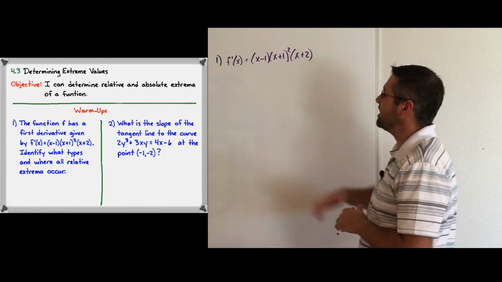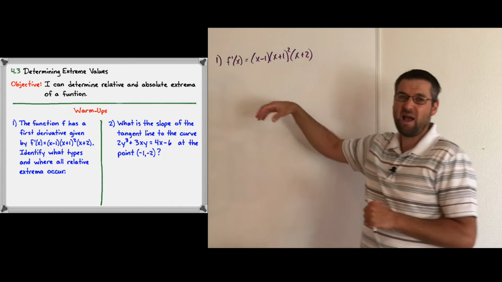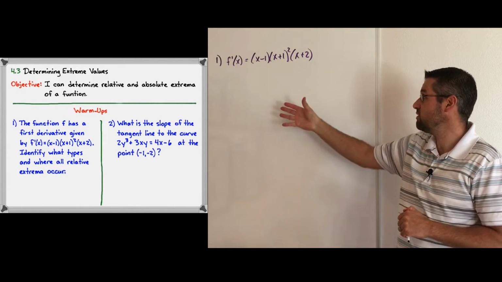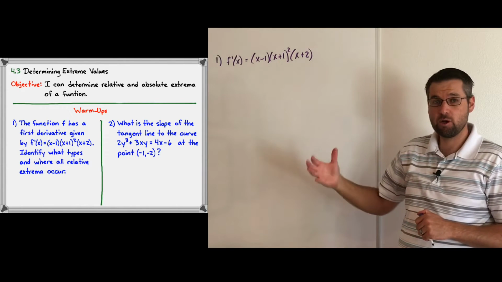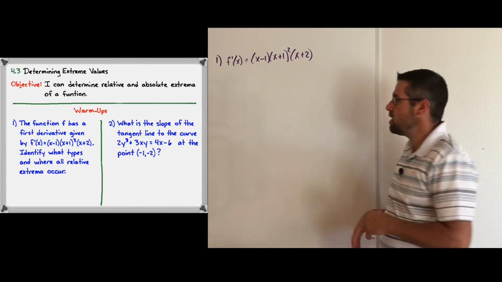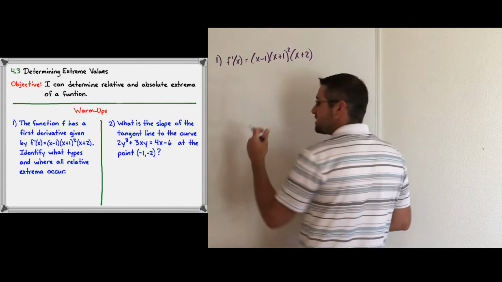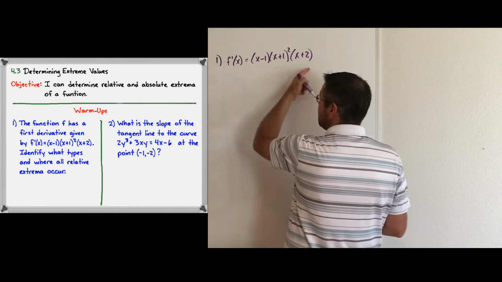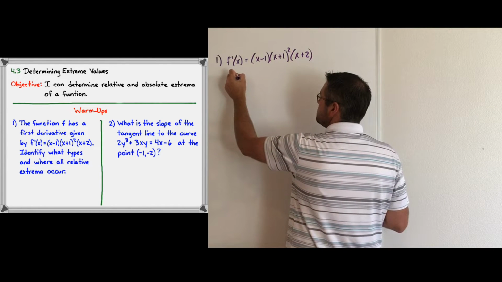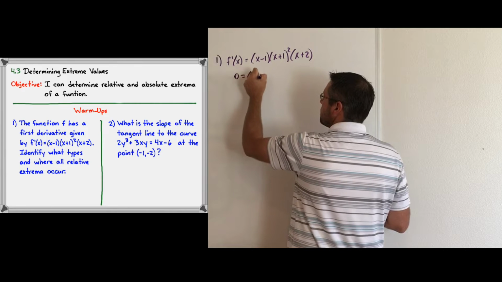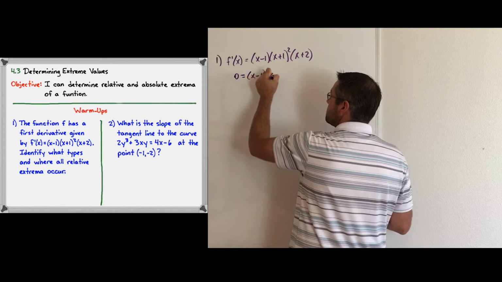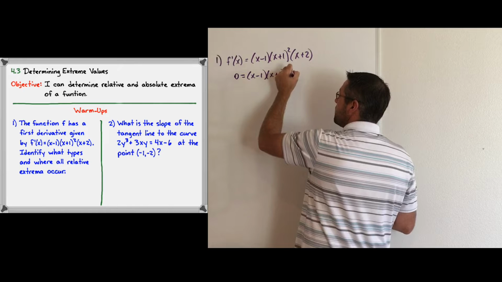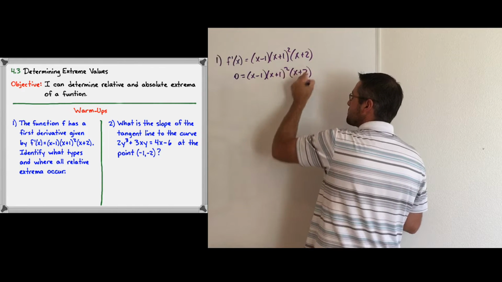Well, notice that we were given f prime. So we don't have to take the derivative, it's already given to us. We just have to identify the critical points as a step 1. So let's find out the first thing where the derivative is equal to 0. So we're going to set this function equal to 0 here. So 0 equals x minus 1 times x plus 1 squared times x plus 2.